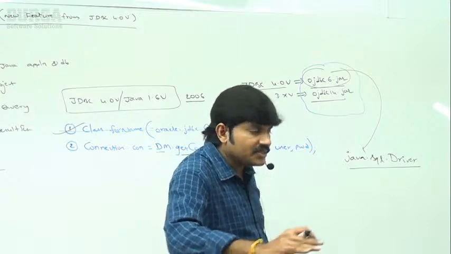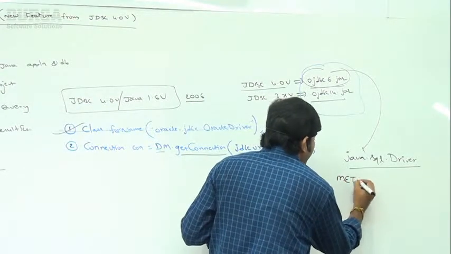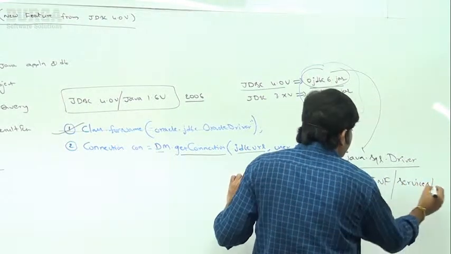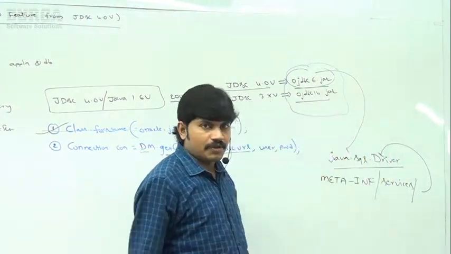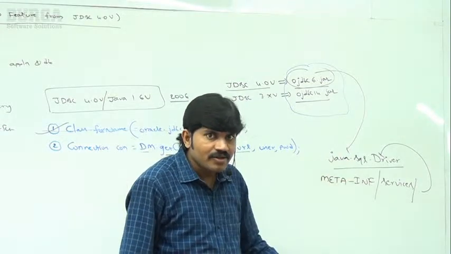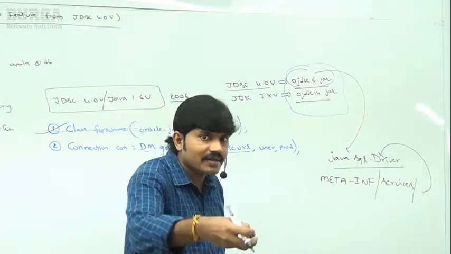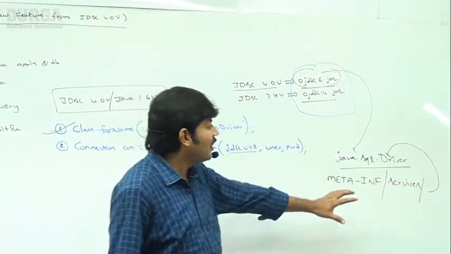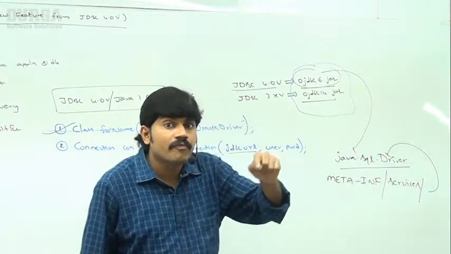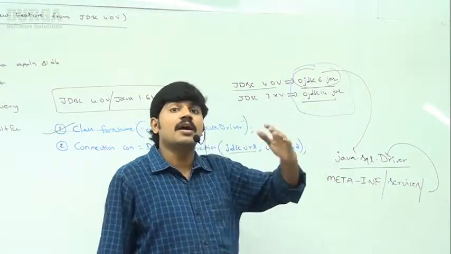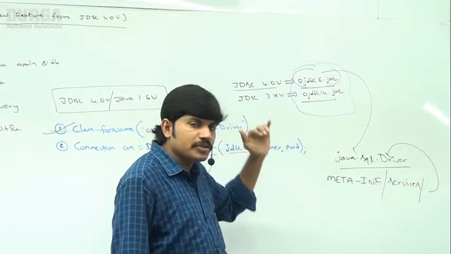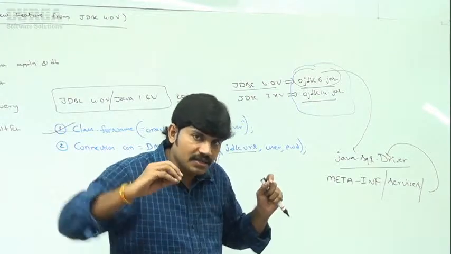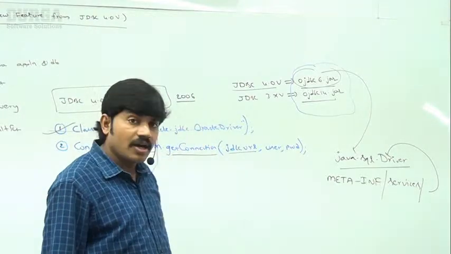What is the name of the file? java.sql.Driver. Where is it available? Inside the META-INF folder, in the services folder. This driver file is available. From this driver file, my class loader will get a driver class name and load that driver class automatically. But this information is available from JDBC 4.0 version onwards only. Before JDBC 4.0, no such thing. That's why compulsorily we have to load and register the driver class explicitly. Are you able to understand, right?